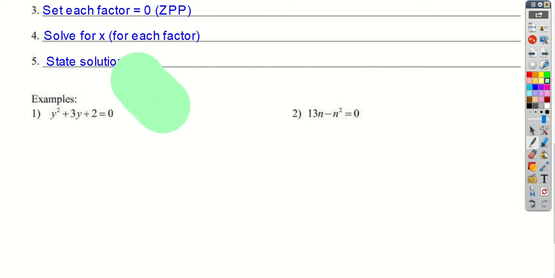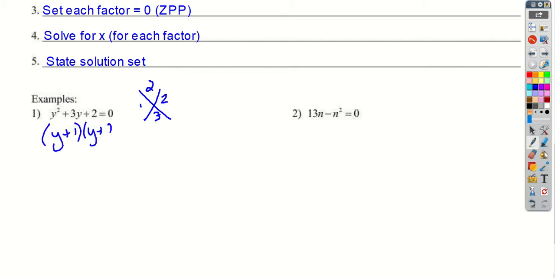So remember, if we use our diamond here, we know we want to multiply to give me 2 and add to 3. And so I'm going to use the numbers 1 and 2. So I'm going to do y plus 1 times y plus 2 is equal to 0. Then I'm going to do my zero product property. So either y plus 1 is equal to 0 or y plus 2 is equal to 0.